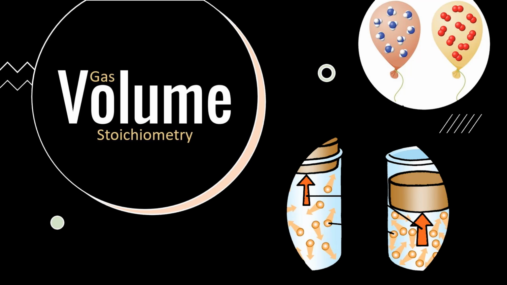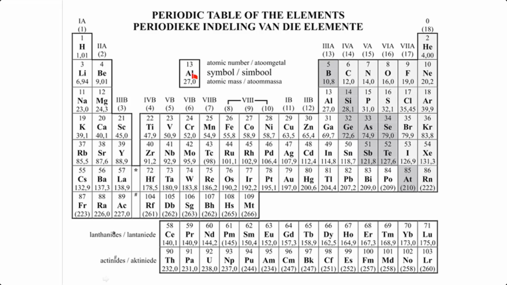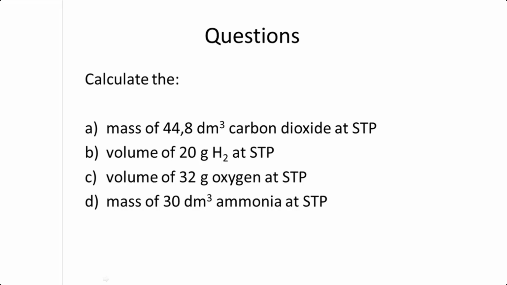We know that 1 mole of any gas at STP has a volume of 22,4 decimeter cubed, and we can find the mass of a mole of gas using the periodic table. From this, we can calculate what the mass of a known volume of gas is, or what the volume of a known mass of gas is. Let's do just that. What mass of carbon dioxide takes up 44,8 decimeters cubed?